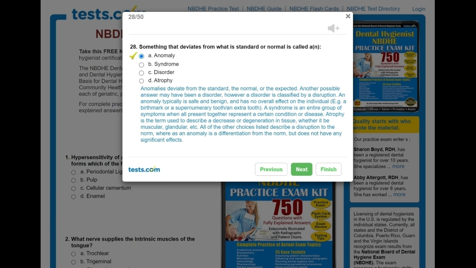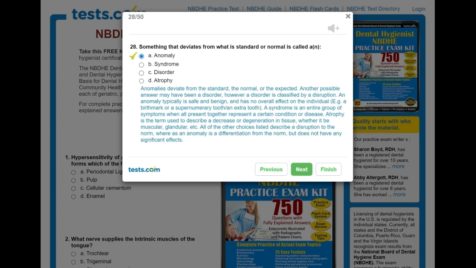Another possible answer may have been a disorder. However, a disorder is classified by a disruption. An anomaly is typically safe and benign and has no overall effect on the individual, e.g., a birthmark or a supernumerary tooth, or an extra tooth.